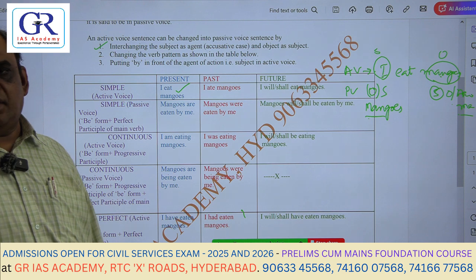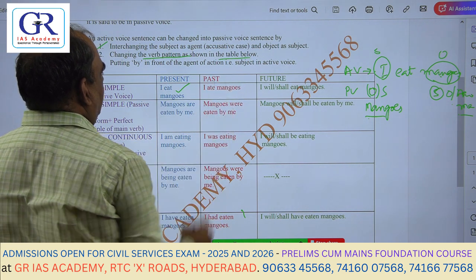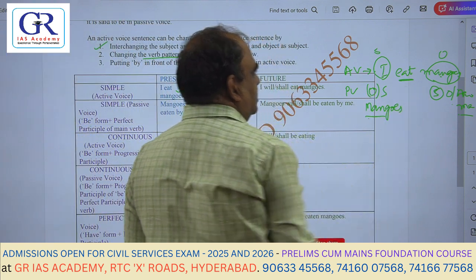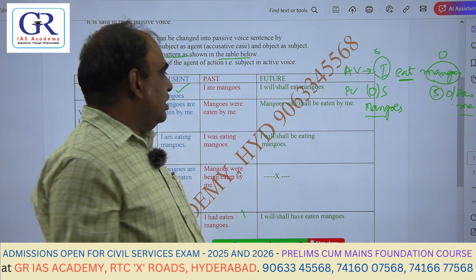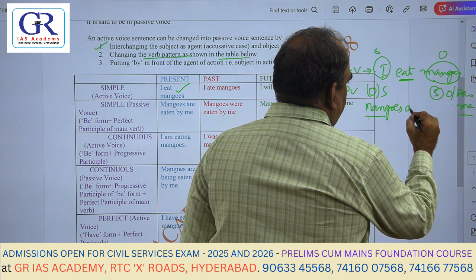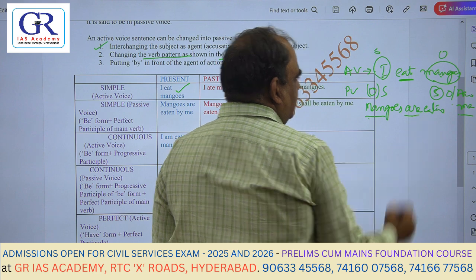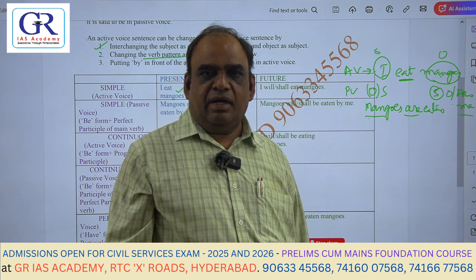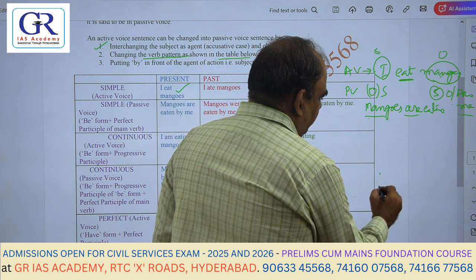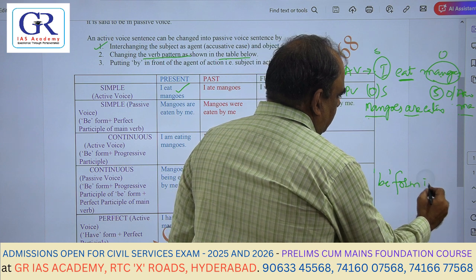And then changing the verb pattern as shown below. See, what is the verb here? Eat. That becomes are eaten. So what is coming? Are is a be form. So the be form is introduced.